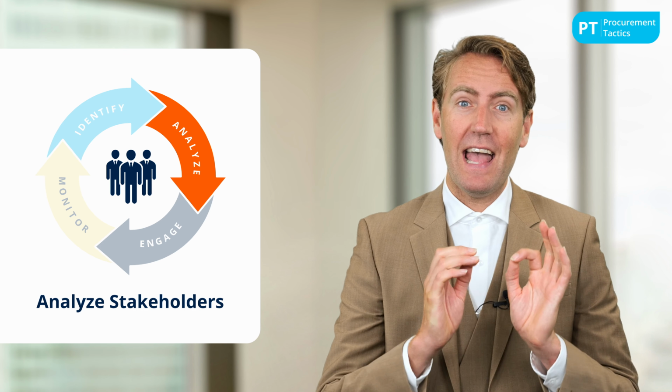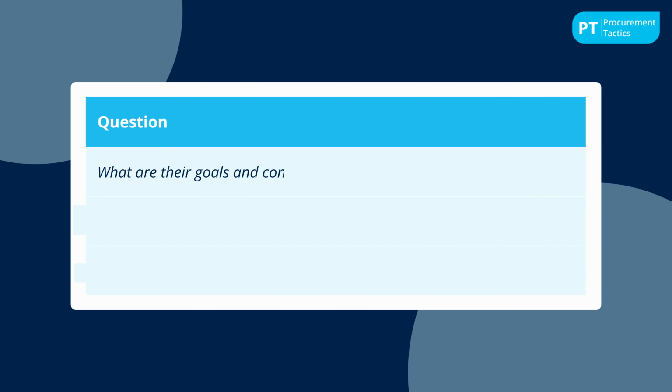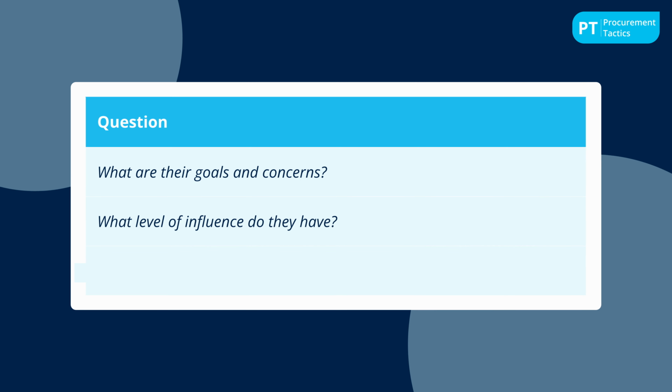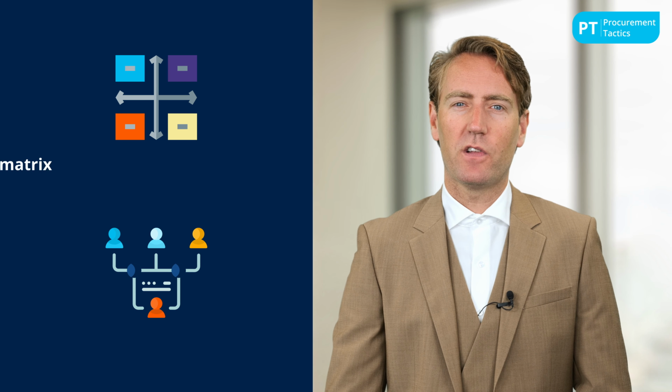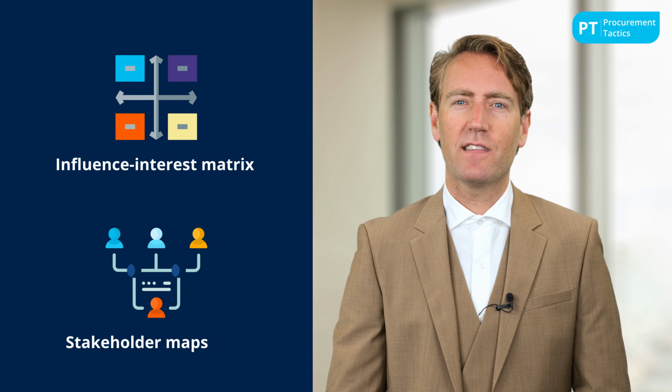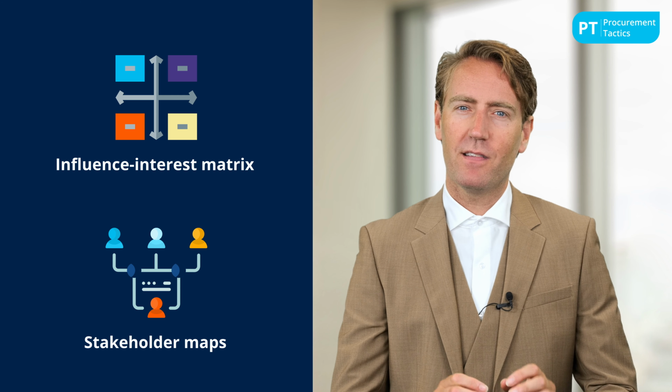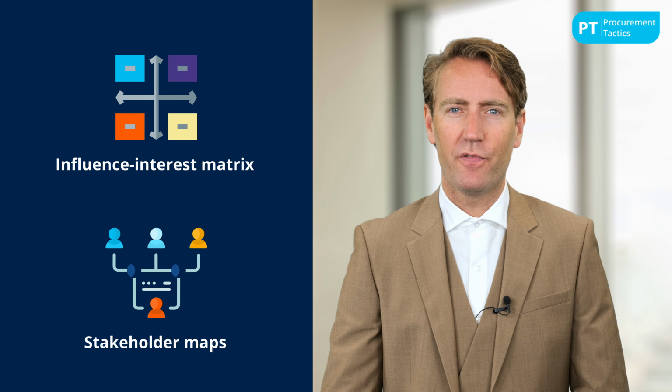The next step is analyzing stakeholders. Once you know who your stakeholders are, you need to gain a deeper understanding of them. This step helps you to answer questions like, what are their goals and concerns? What level of influence do they have? And how interested or involved will they be? You can use tools like the Influence Interest Matrix or stakeholder maps to help visualize your findings.